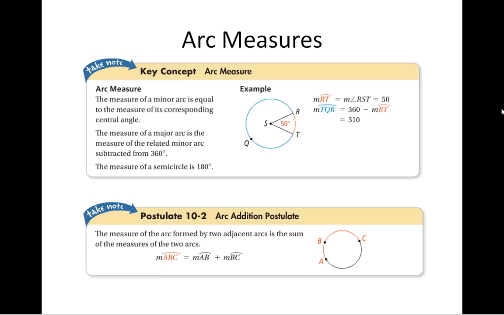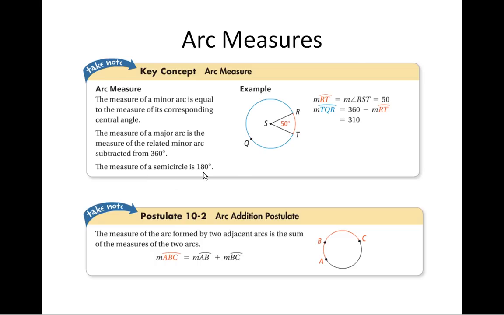So naming arcs is pretty easy. We're going to move into how to find arc measures and arc lengths. The arc measure comes from the measure of the central angle. It has the same measure as whatever that central angle is. If it's the minor arc, we can look at that. If it's the associated major arc, we can simply take the whole circle, which is 360, subtract from it the part that we already have to find the major arc.